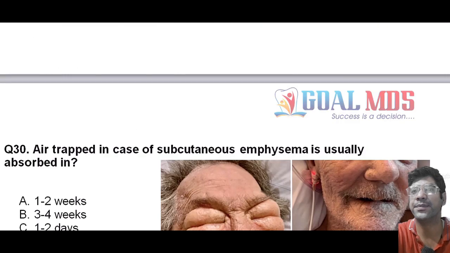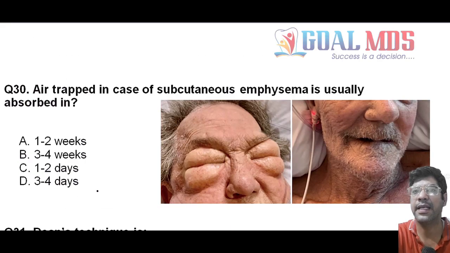Moving to the next question. Air entrapped in case of subcutaneous emphysema is generally absorbed in. Well, the air trapped in the case of subcutaneous emphysema is usually absorbed over time as the body naturally reabsorbs the trapped air. So the answer is 1 to 2 weeks. So that is the correct time. Subcutaneous emphysema is typically absorbed gradually by the body tissue over a course of 1 to 2 weeks.